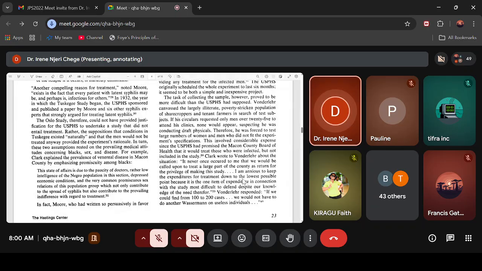So some guy called Clark wrote to the study head about the situation. "It never once occurred to me that we would have been called upon to treat a large part of the country as a return for the privilege of making this study. I'm anxious to keep the expenditures for the treatment down to the lowest possible point because it is an item of expenditure in connection with the studies most difficult to defend despite our knowledge of the need therefore." So they already knew they were using money. They're not going to treat. They don't even want to use the money. There's a great depression. Yeah.